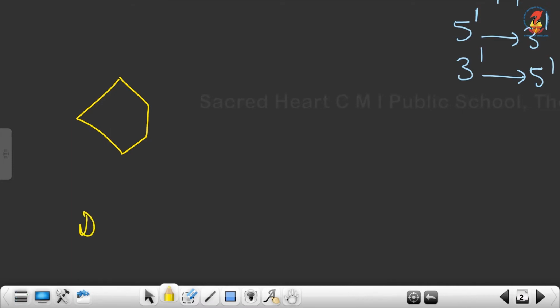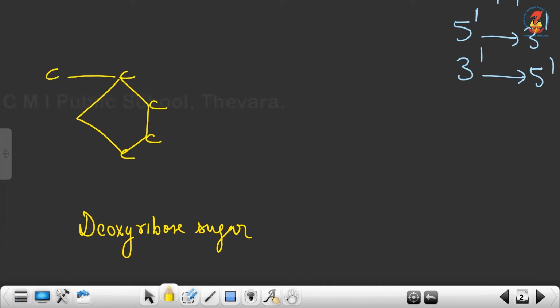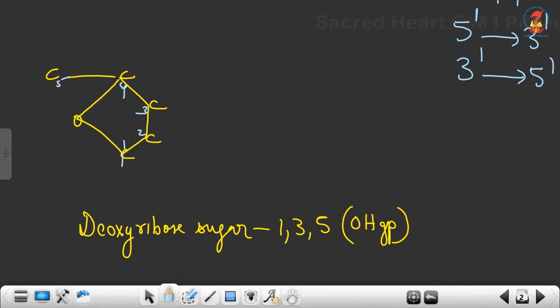What I am drawing is the deoxyribose sugar. It has 5 carbons, 1, 2, 3, 4 and this is the 5th carbon atom and this is oxygen. And you have to remember at 1, 3 and 5 hydroxyl group is connected. So I am going to draw the hydroxyl group at 1, 3 and 5. Okay, so at the first carbon compound there is a hydroxyl group, third carbon compound there is a hydroxyl group and the 5th carbon compound I have drawn the hydroxyl group.